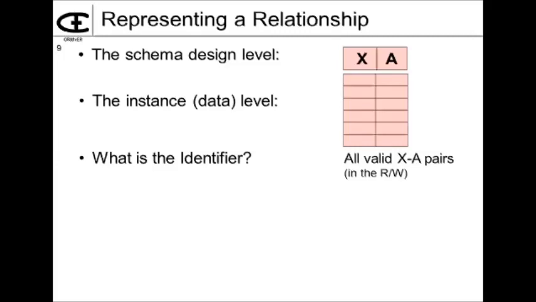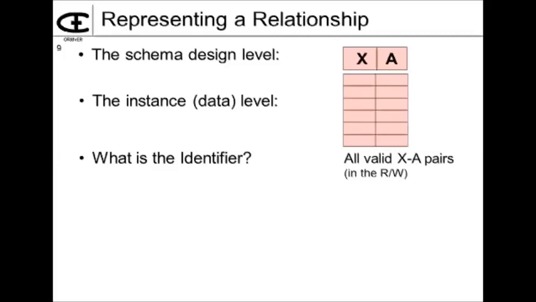So at the instance level, all the valid XA pairs in my universe represent that relationship. Notice there's a relationship type and there are relationship instances, just as there is with a population of things. I write X, there's a string of values associated with the X. X is a population. Okay? So the relationship is all valid pairs that occur in the user's world.